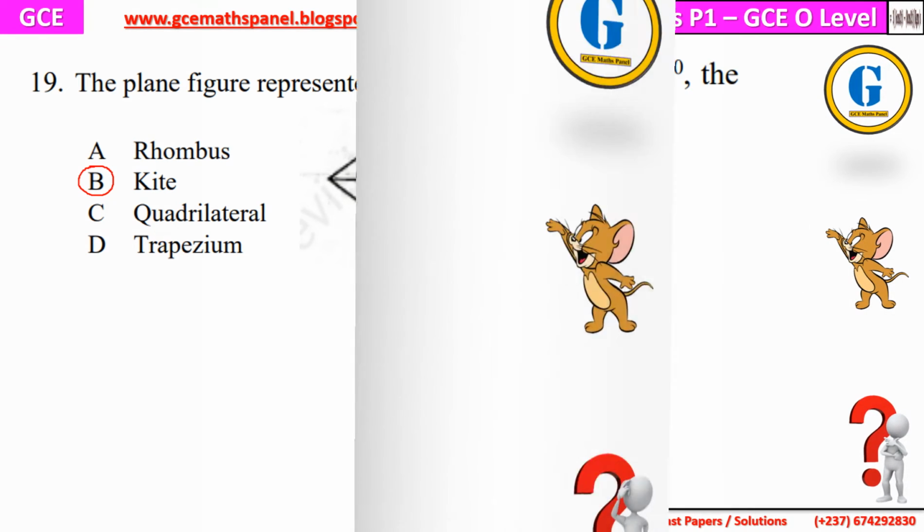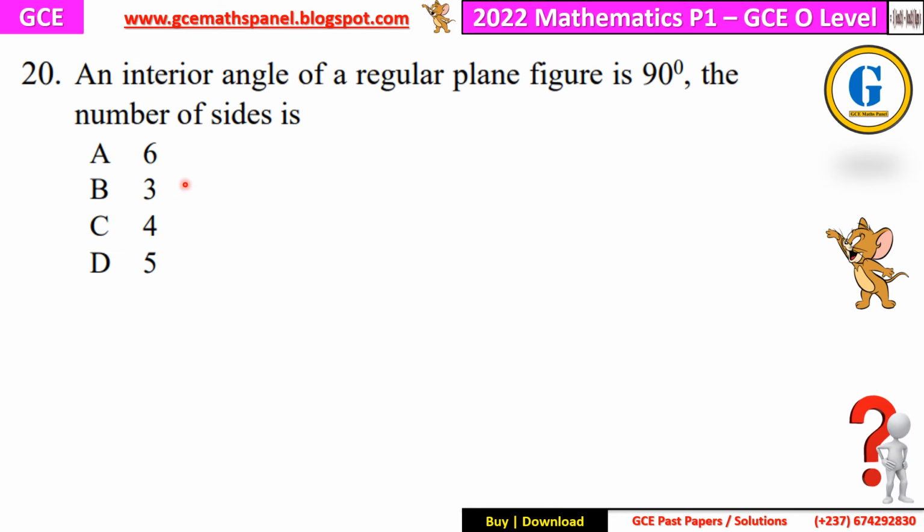Question 20. An interior angle of a regular plane figure is 90 degrees. Find the number of sides. Now, how do we get the number of sides for any plane figure? Number of sides should be equal to 360 degrees, of course, you know the formula, divided by 180 degrees minus the interior angle. Minus interior, not exterior.